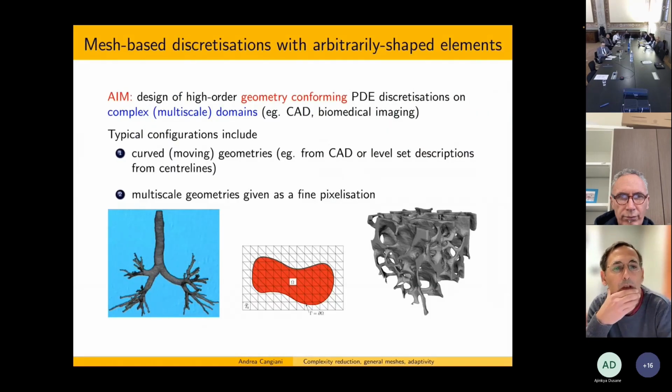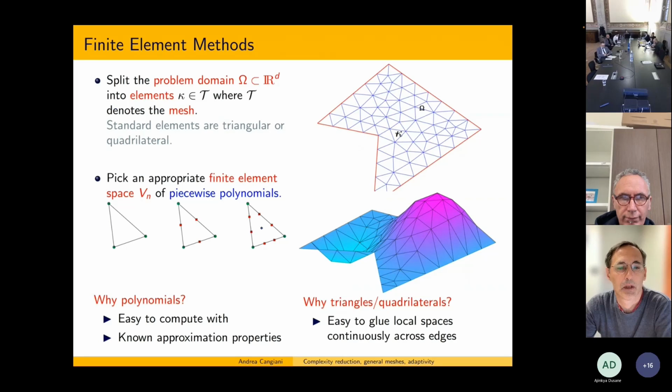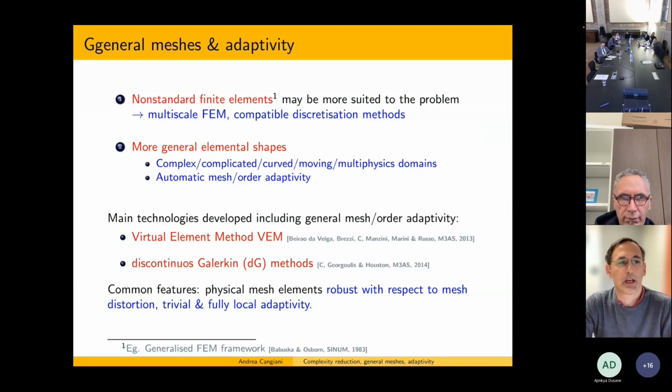So overall, the idea is to design high order and geometry conforming PDE discretizations of complex multi-scale domains. So you could have indeed configurations including curved or moving geometries, such as in, say, fluid structure interaction and complicated geometries. So the basic finite element method would use say triangular meshes and so on, and we're all used to those. But what about more general elements?